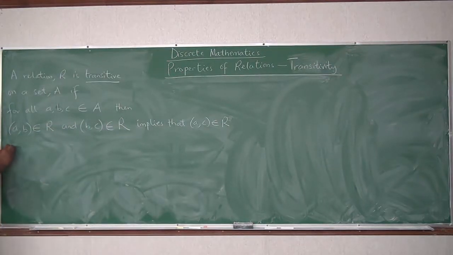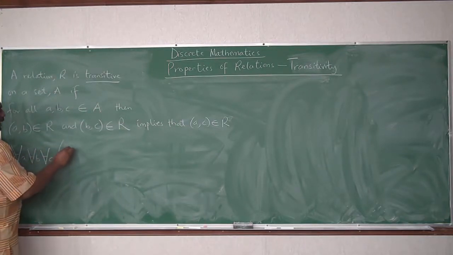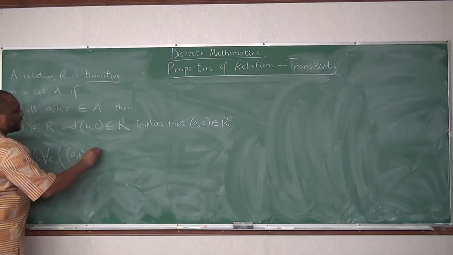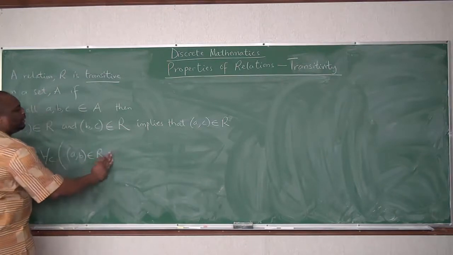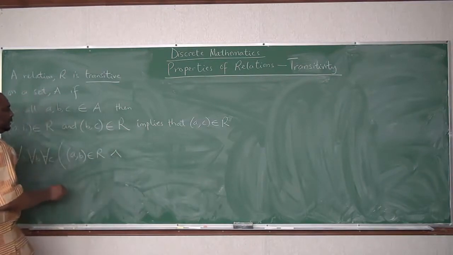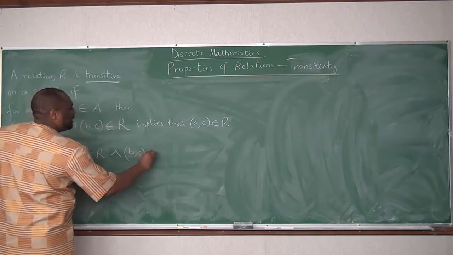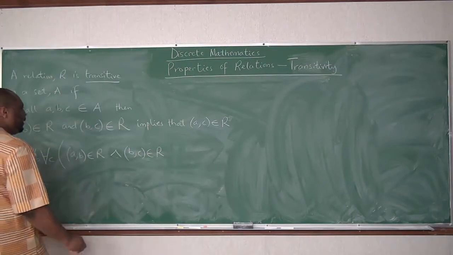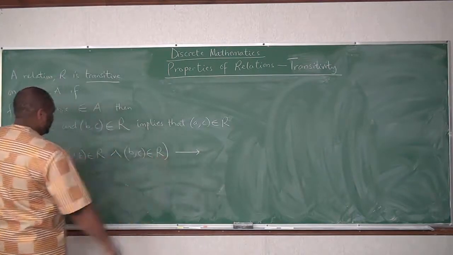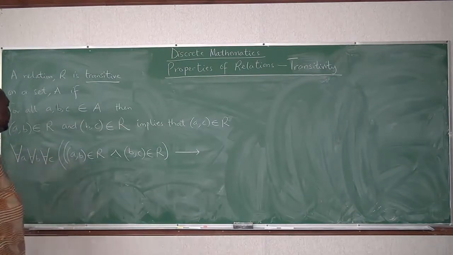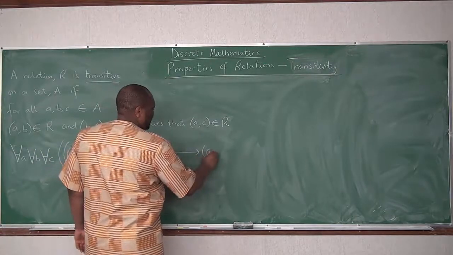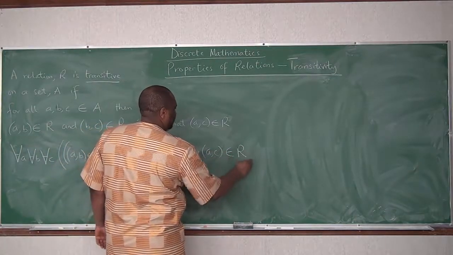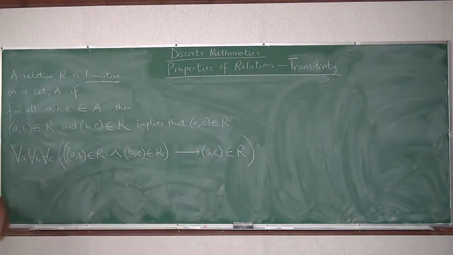then we can say for all A, for all B, for all C, (A, B) is an element of R and (B, C) is an element of R implies that (A, C) is an element of R. So that is it in predicate logic.